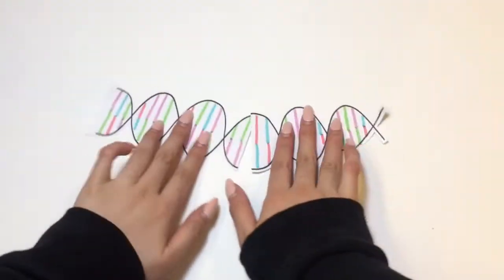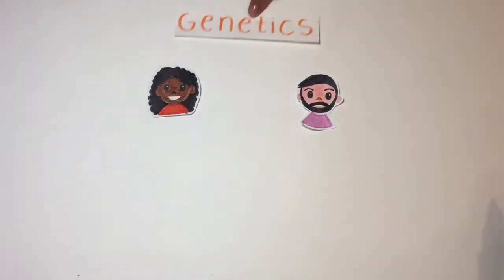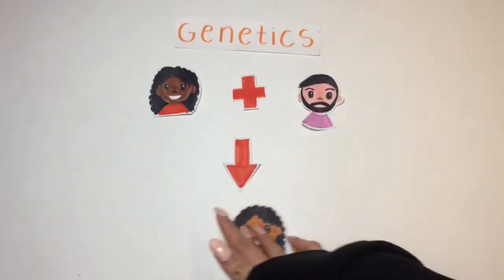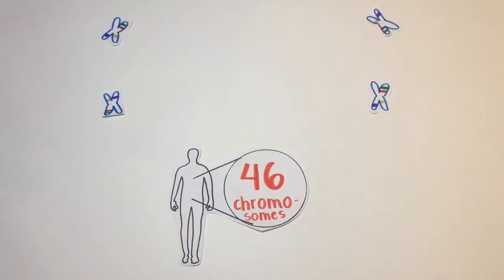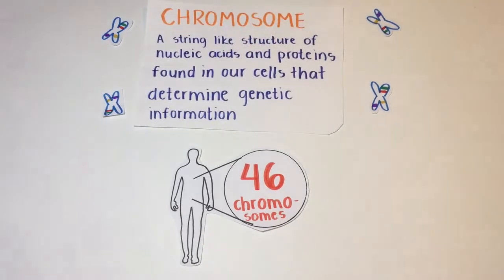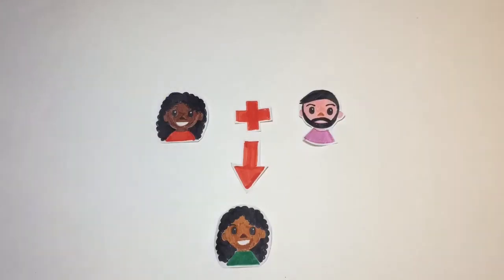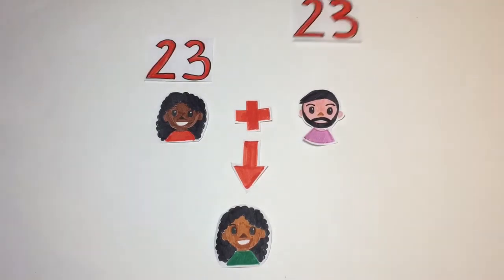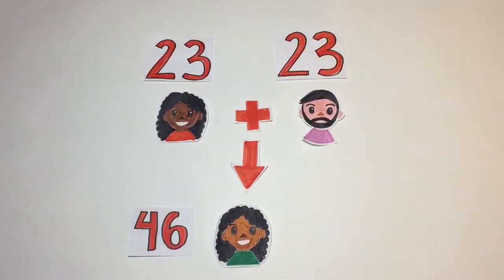When we talk about how DNA is put together, we refer to genetics and how genes are passed down from parent to child. Every human has 46 chromosomes, a string-like structure of nucleic acids and protein found in our cells that carry genetic information. Every child gets 23 chromosomes from their biological mother and 23 from their biological father.